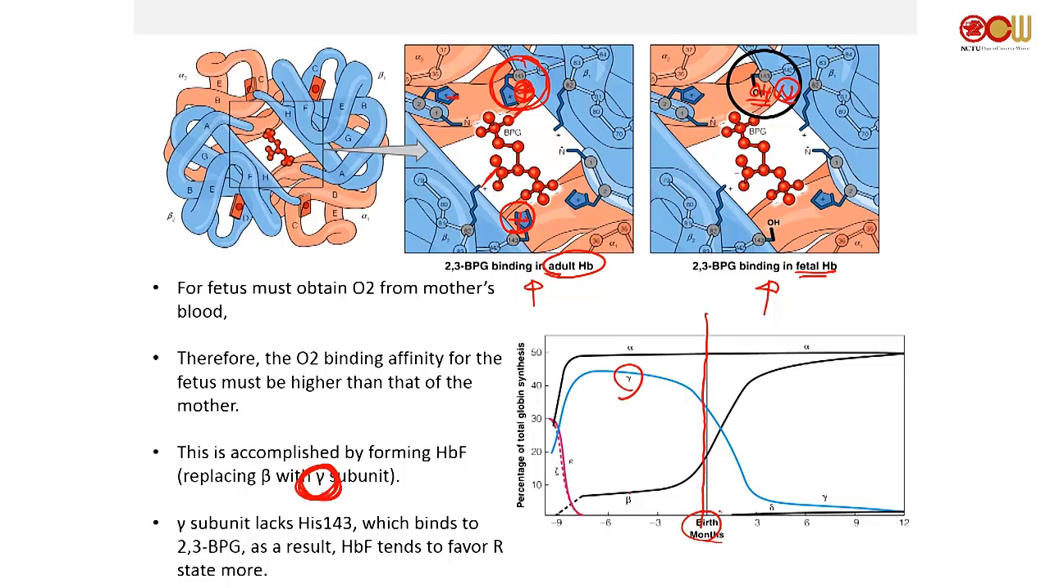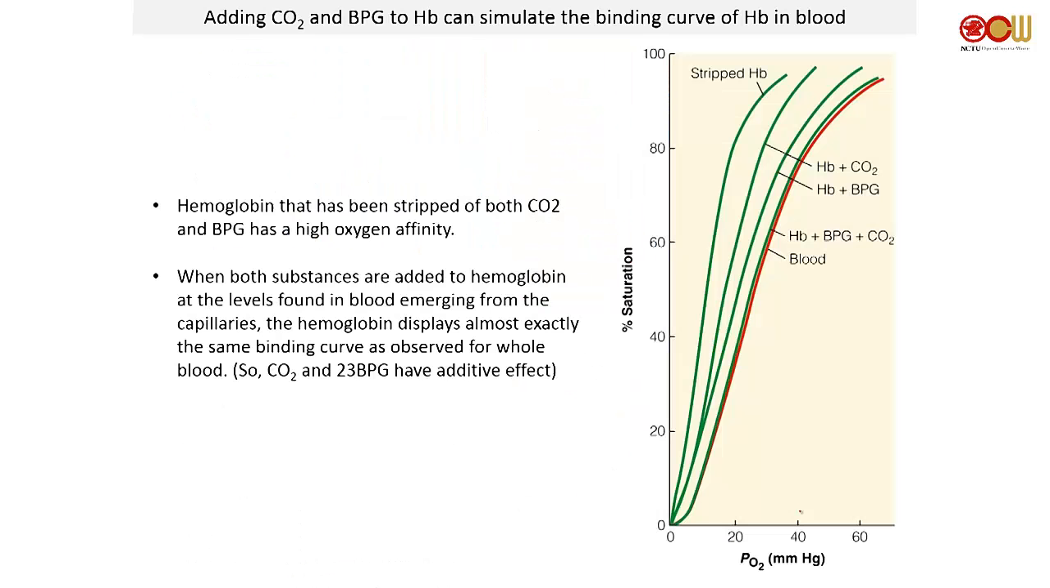But then after you're born, after the baby is born, gradually you have beta and then no more gamma. So it turns out the Bohr effect with the CO2 and the BPG can have a cumulative effect. This was an experiment done with hemoglobin stripped of CO2 and BPG. So this is stripped hemoglobin, so it's just hemoglobin.